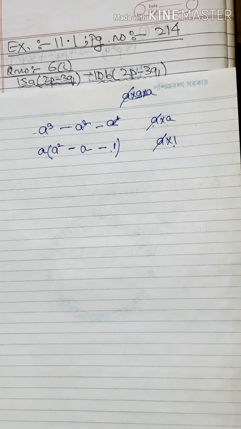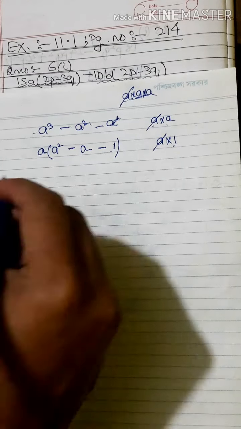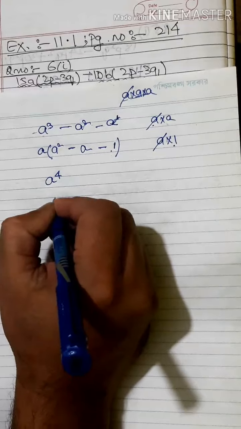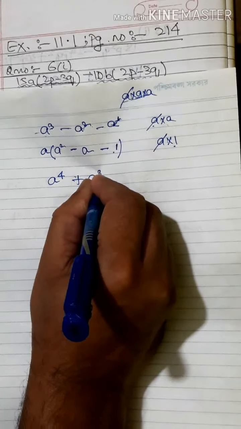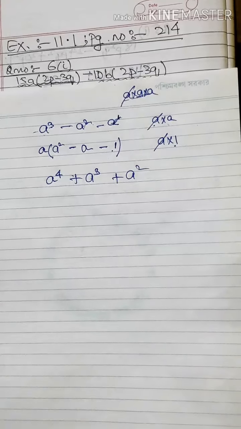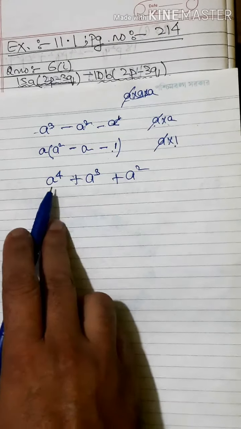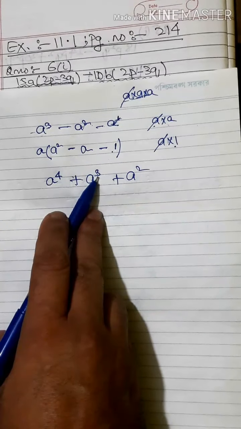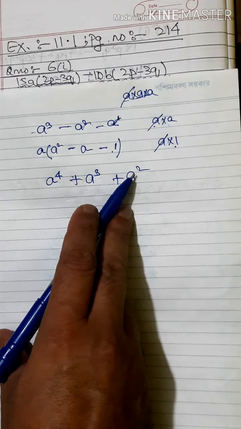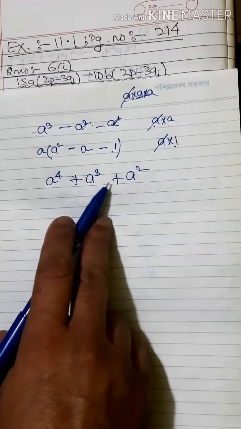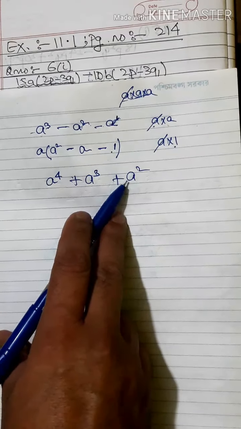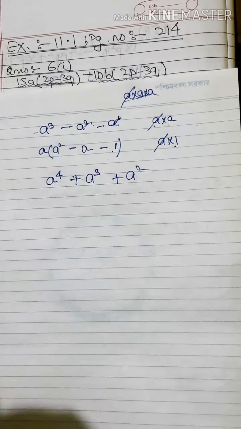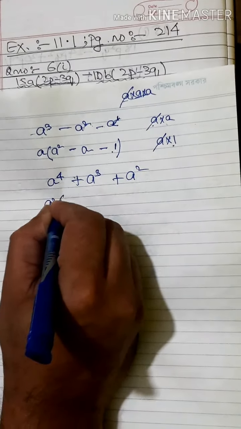So the basic thing to understand here is that whenever powers are involved, you check the powers, and the lowest power you take as common. Let's take one more example. Suppose we had a to the power of 4 plus a cube plus a square. Now we check the powers. Here the power is 4, here the power is 3, here the power is 2. Which one will we take as the common? Which is the lowest power? The lowest power is a square. So our common factor will be a square.